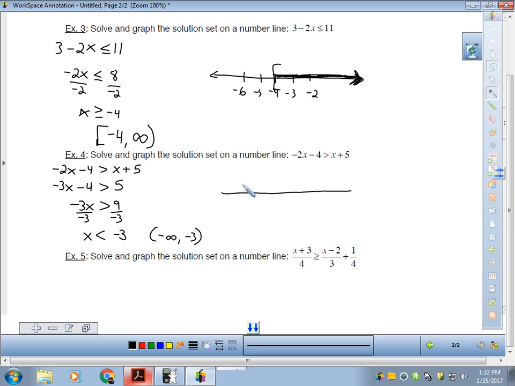Drawing this on a number line, I'm going to put a couple of numbers on here. Here's negative 3, so this would be negative 2, negative 1, negative 4, negative 5. We want to go less than negative 3. I'm going to put a parenthesis on negative 3, and then I'm going to color to the left to go less than. And so there's my graph of the solution set for this inequality.